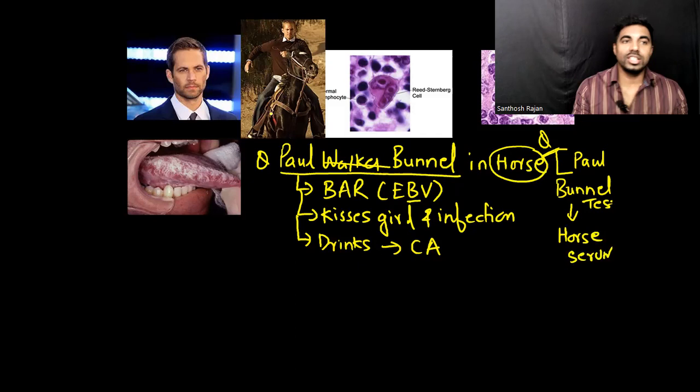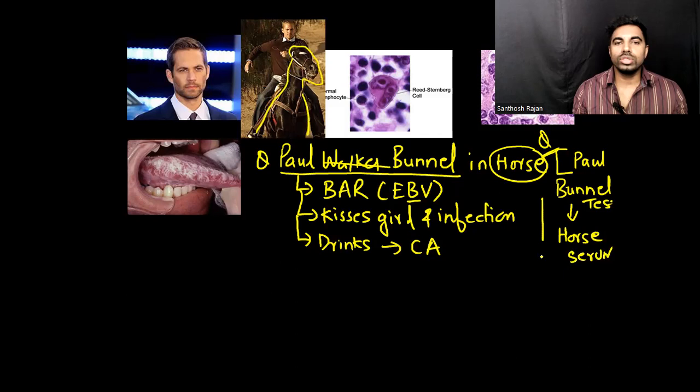See this picture. He's riding on his horse. Why is he riding on his horse? Because in the Paul Bunnell test, we are using horse serum. Horse serum is used for the heterophile antibody test. Okay, that's the 8th point. So bar is bar, okay, fine. And he kisses a girl and gets infection.